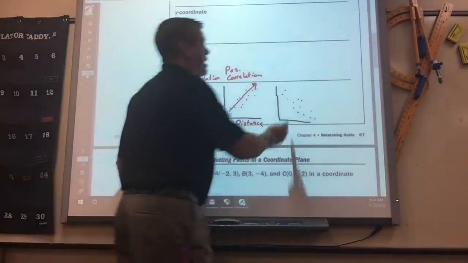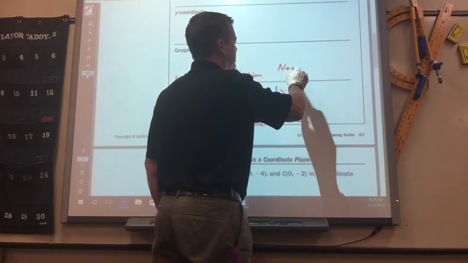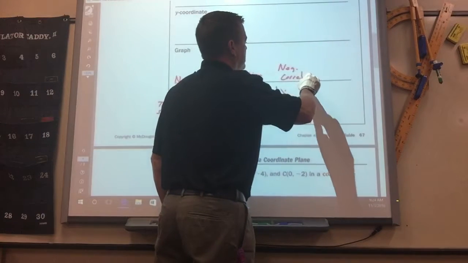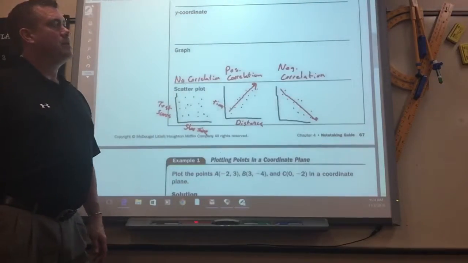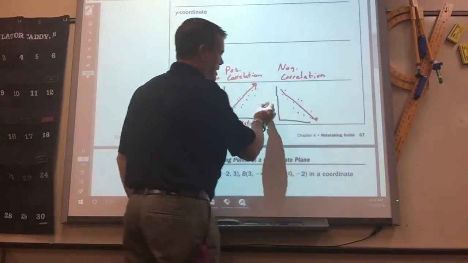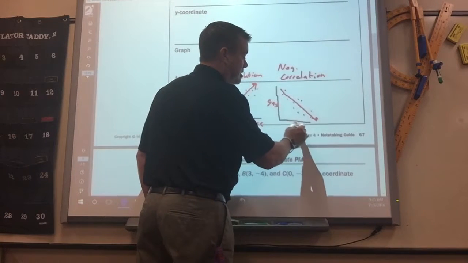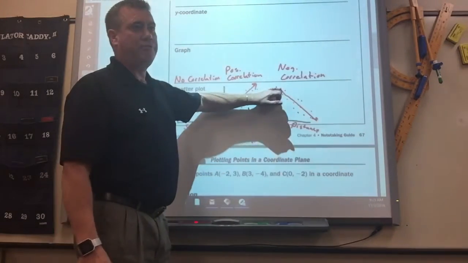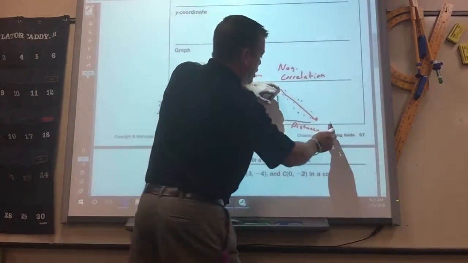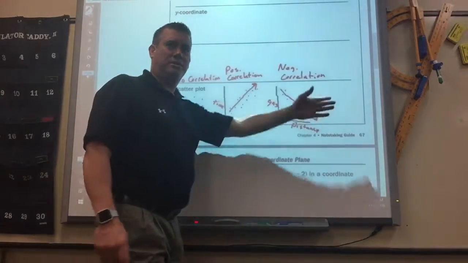Okay. Then if it goes down, remember what's that called? Negative correlation. So that means as one thing goes down, the other one goes up. An example of this would be the gas in a vehicle and the distance that you travel. If you start off with a full tank, the further you go, the less gas you have, right? Gas is going down, the distance is increasing.